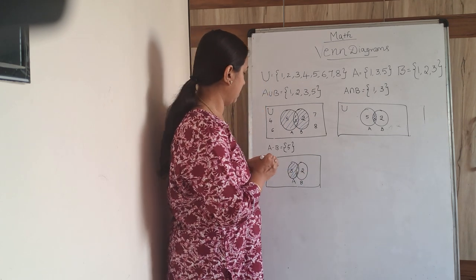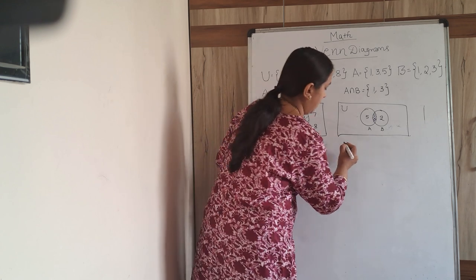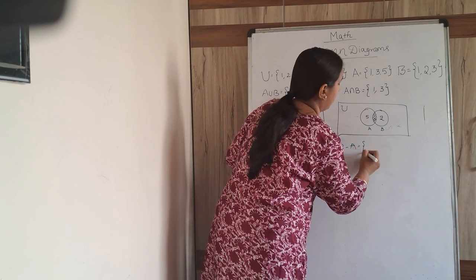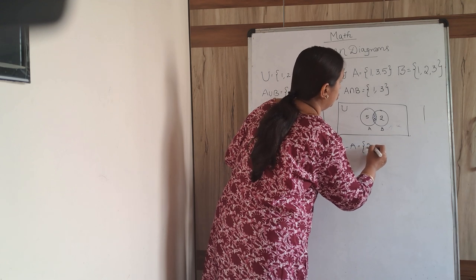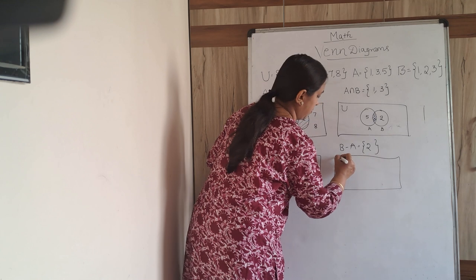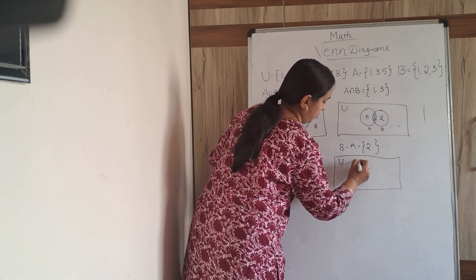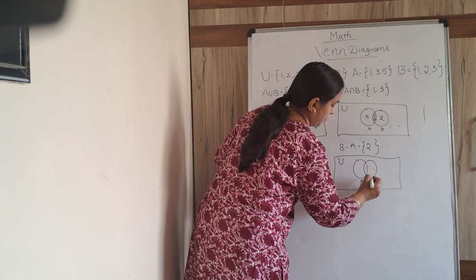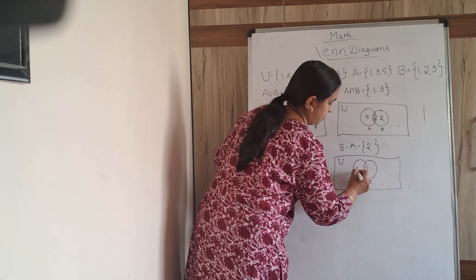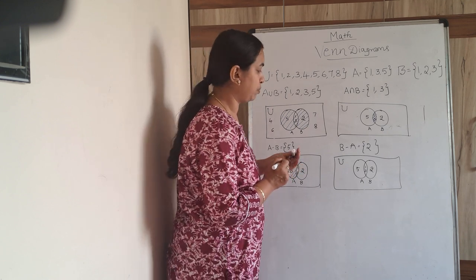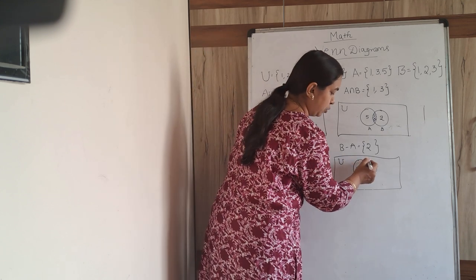Similarly, in order to find B minus A, it is 2. You need to shade only this part of B which contains the element 2.